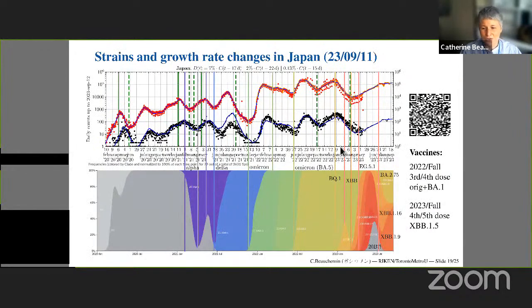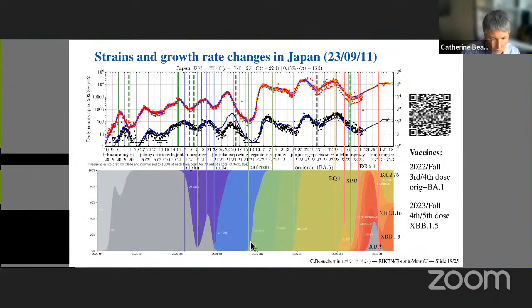In case you're curious how this tracked with the strain, the third and fourth dose vaccines contain the BA.1 strain. You could see it over here. This was the January 2022 strain, and this was in the fall 2022 vaccine. So somewhere around here is when we got the vaccines.